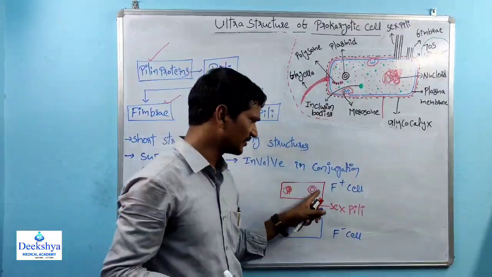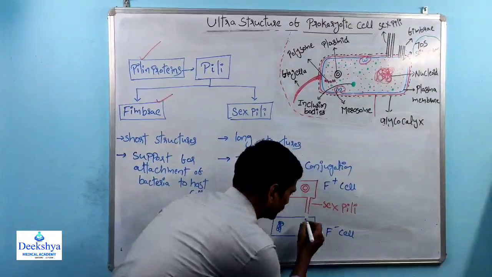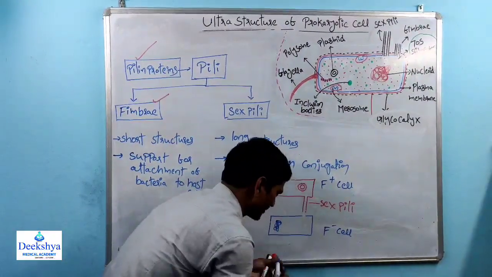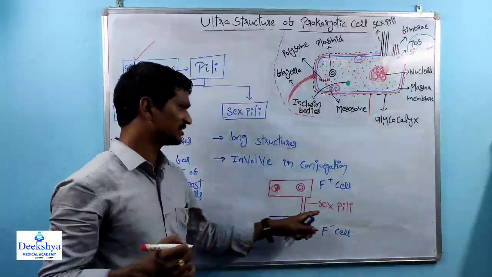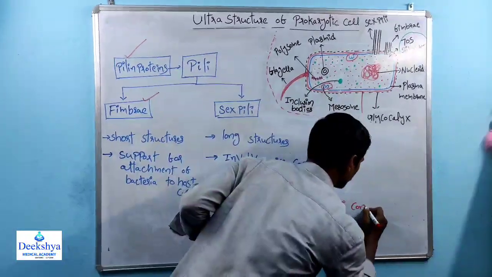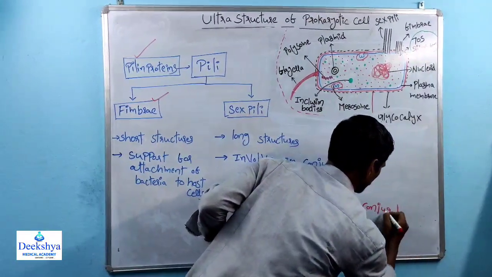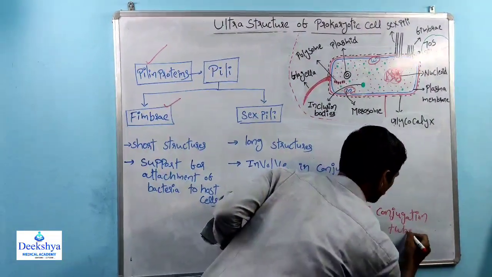So some bacteria are having sex pillars. That sex pillars are attached with another bacteria. So that sex pillar, this structure is called as conjugation tube.